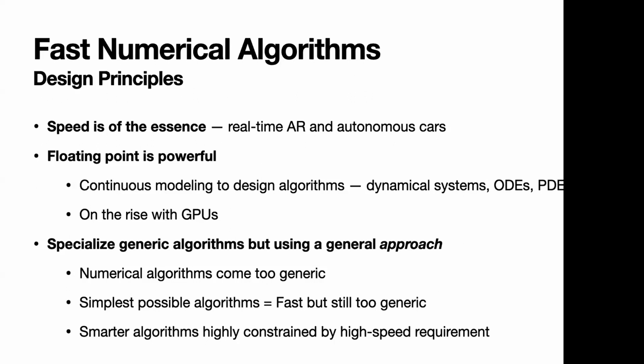Continuous modeling to design algorithms is very powerful, right? Because you bring to the game of camera estimation and autonomous car driving and everything, the self-localization, all these powerful tools of dynamical systems, ODEs and PDEs. All of these have to do with homotopy continuation. And floating point is on the rise with GPUs, right? Everybody now has thousands of GPUs, and floating point modeling is of interest not only for homotopy continuation. So it's very important that we get into these numerical methods.